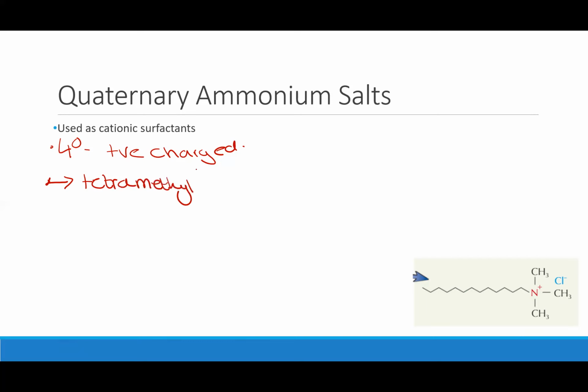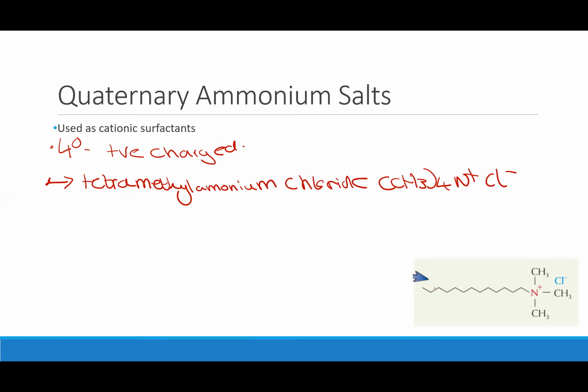So one example of a quaternary ammonium salt would be tetramethyl ammonium chloride: (CH3)4N+ Cl-. Quaternary ammonium salts with at least one hydrocarbon tail, as you can see in this example at the bottom, can be used as a cationic surfactant.